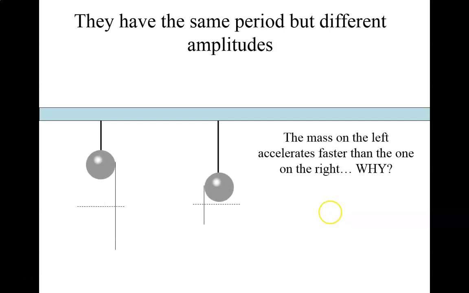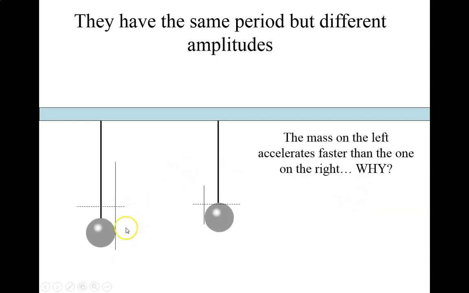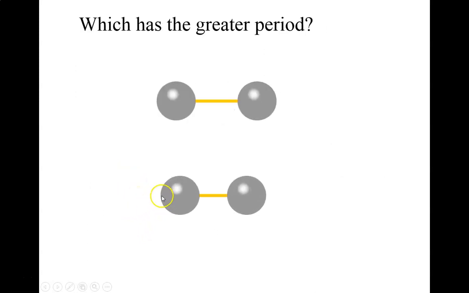The mass on the left accelerates faster than the one on the right. Why do you think it accelerates more? Well, it's going to have that spring stretched more, and therefore it's going to have a greater force accelerating it.